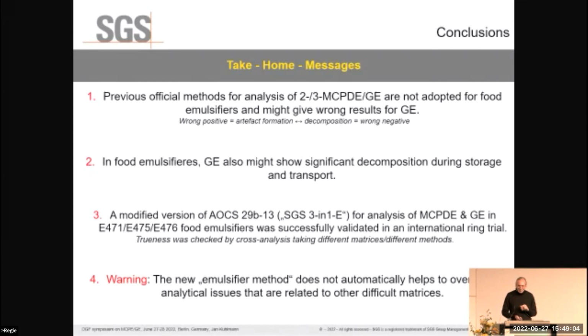So in the end, we see everything comes together. So the emulsifiers and the method reliability are connected more strongly than you might think.